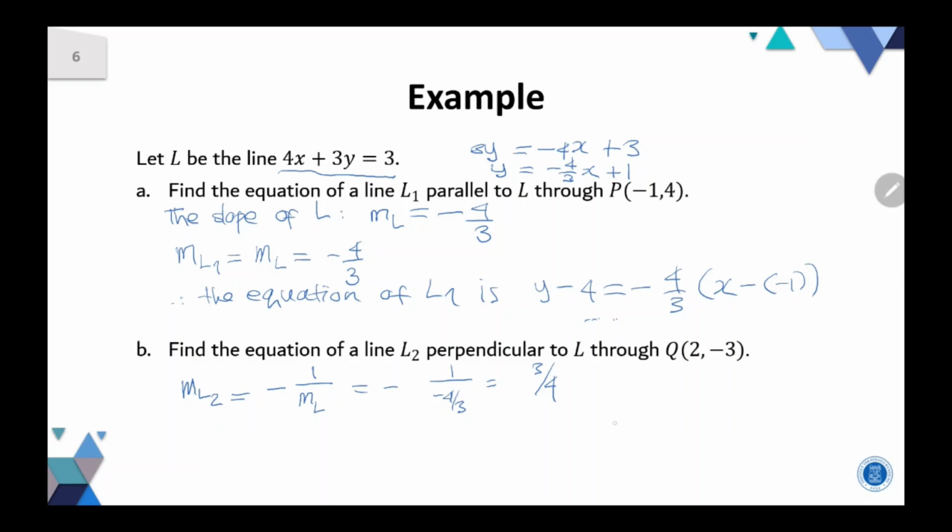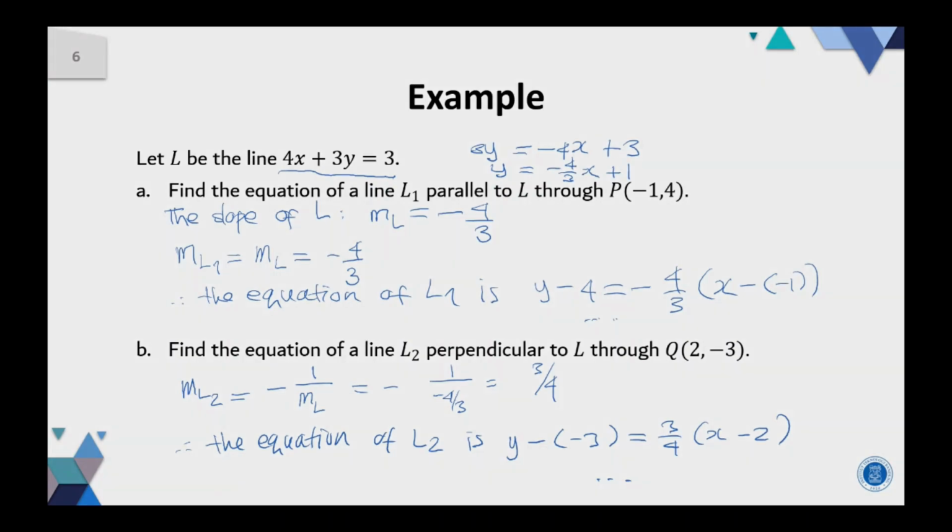We can use the same form to find the equation of L2. So y minus 3 equals 3 over 4 times x minus 2, right? And then you can simplify this one. Okay, so that's about parallel and perpendicular lines.